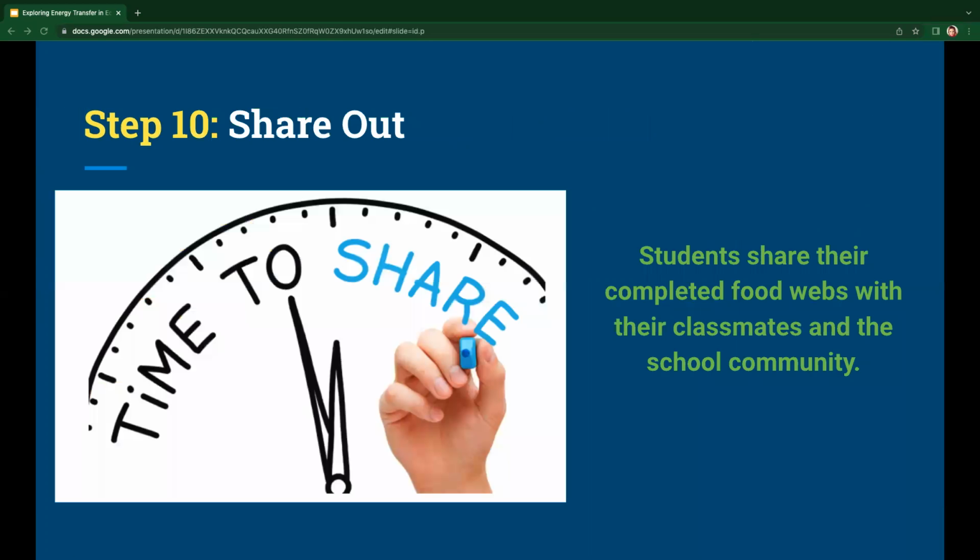At the end of this unit of study, each student has a food web that they can share with their classmates as well as the greater school community. Food webs can be shared via URL or printed and displayed in a common area.